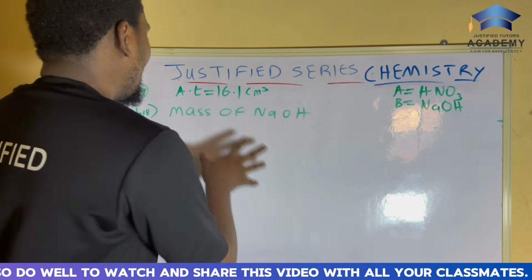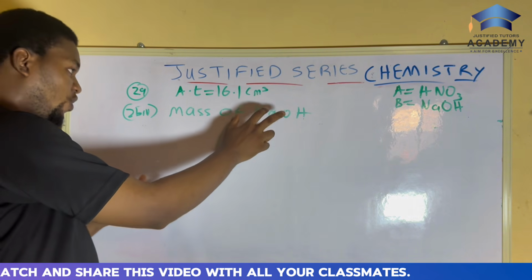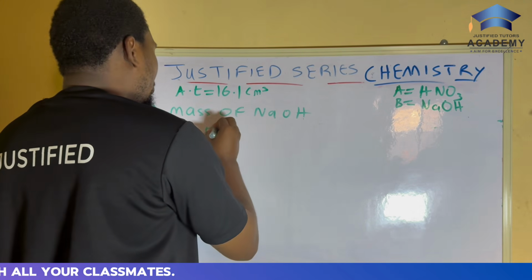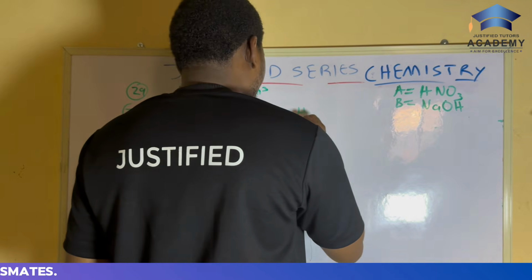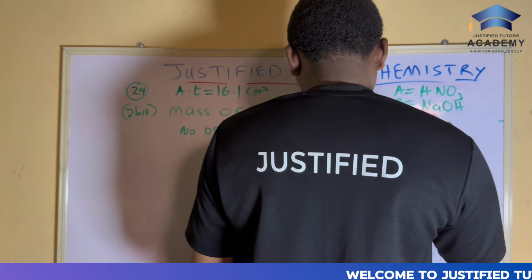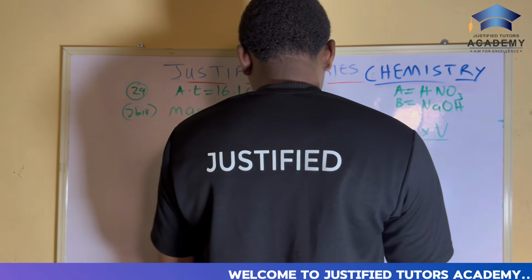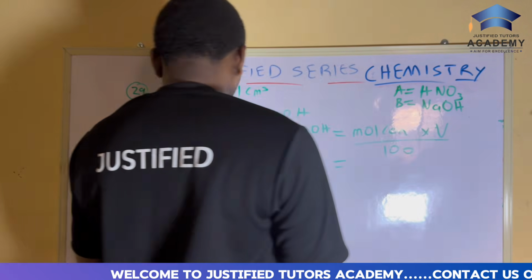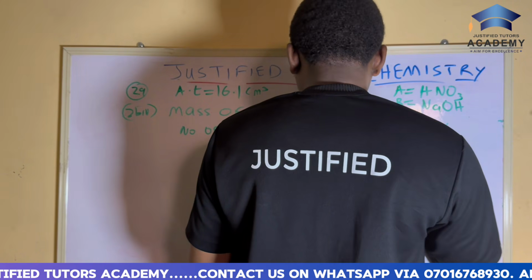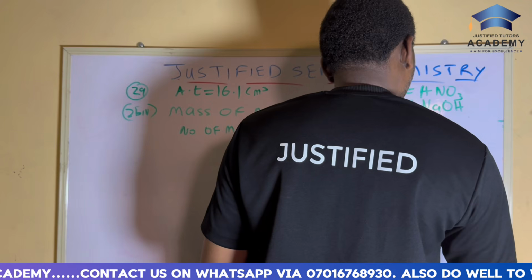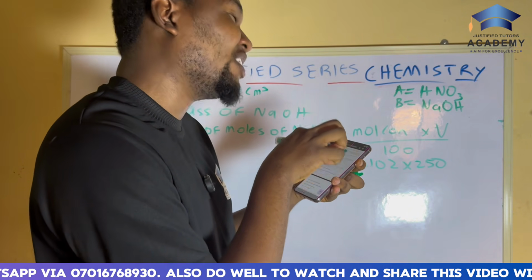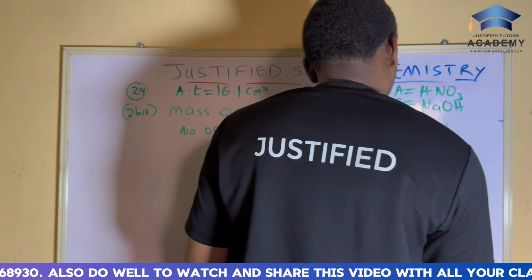So before we can get the mass of NaOH, we need to know the number of moles of NaOH. And how can we get the number of moles of NaOH? The number of moles of NaOH is given as mole conc times the volume over 1000. So 0.102 times the volume given to us in the question. Remember, they said the mass of NaOH formed if 250 centimeter cube of NaOH was neutralized. So that's what we're working out there. That's 250 there, over 1000.